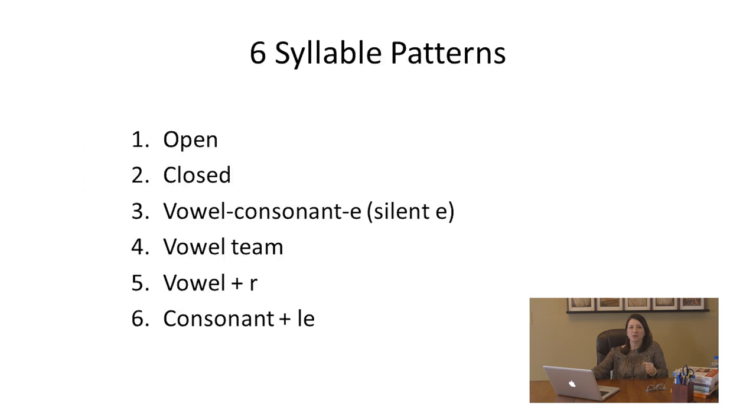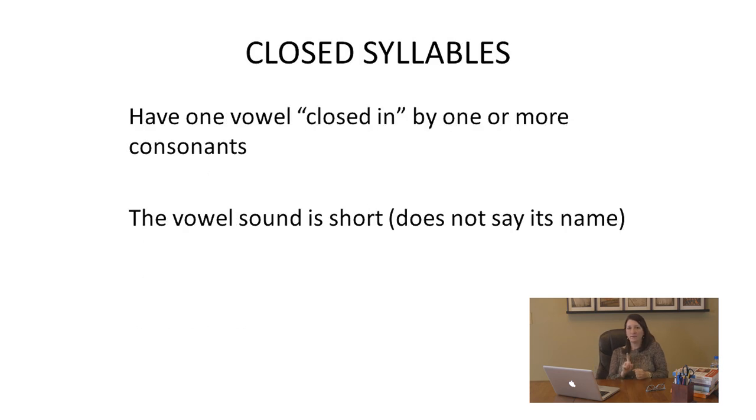Okay, so as promised, here are the syllable patterns. There's only six, and it's really easy to teach them to educators, and it's very easy to teach them to students. A lot of people say, why didn't I ever learn this? All right, first one, closed syllables, first pattern. They have one vowel, and they're called closed syllables because that one vowel is closed in or followed by one or more consonants. The single vowel makes its short sound. It does not make the sound of its name.